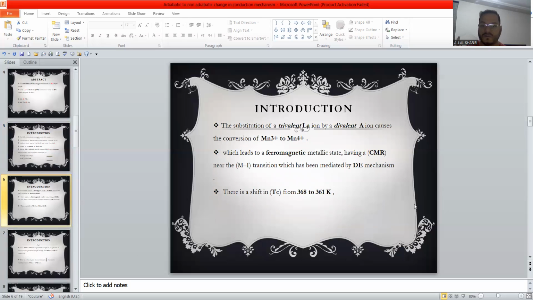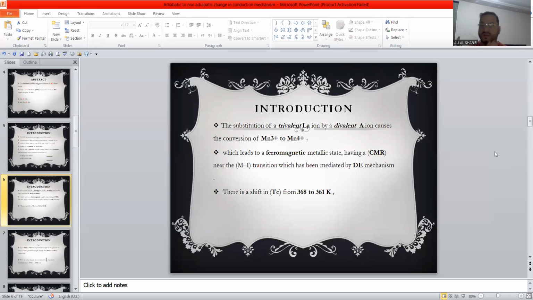The substitution of trivalent lanthanum ion by a divalent alkaline earth ion, divalent meaning it has 2 valence electrons, causes the conversion of manganese 3 plus to manganese 4 plus between the trivalent lanthanum and the divalent ion, which leads to what? Which leads to a ferromagnetic metallic state.